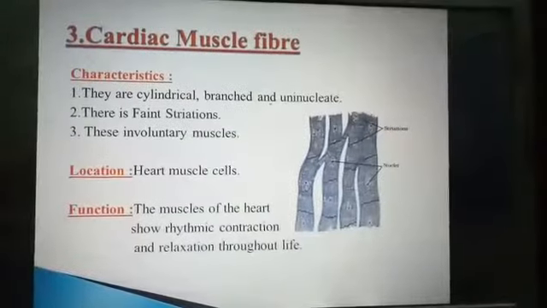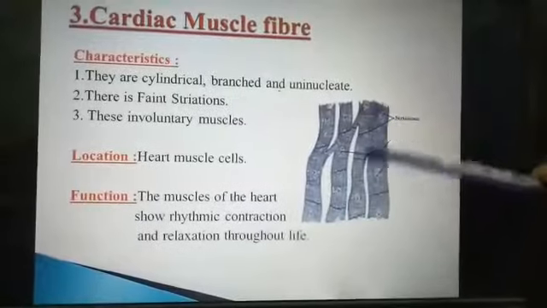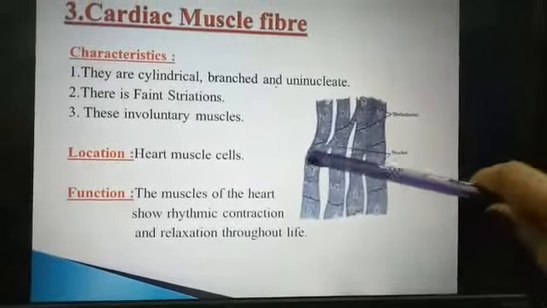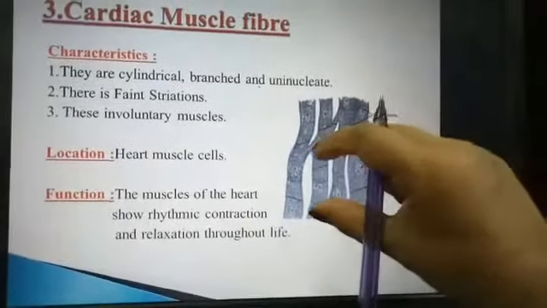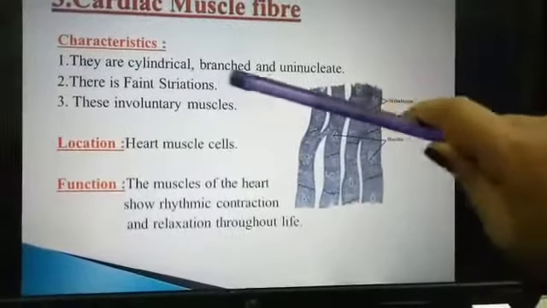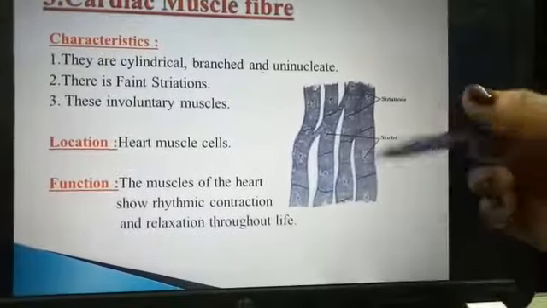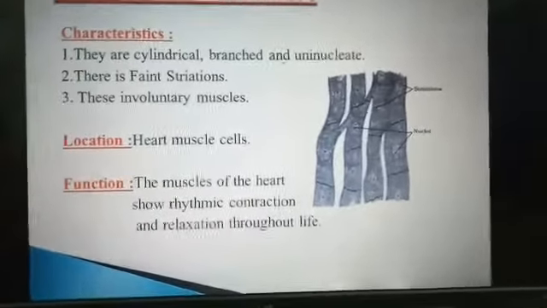Then next we have cardiac muscle fiber. Cardiac muscle fibers are cylindrical. Just look here, the shape is cylindrical, they are branched, they are connected, so they appear like branches. And uninucleate, here we have one nucleus per cell. And then faint striation is there, meaning there is a dark band and then a light band. So that appearance is faint.